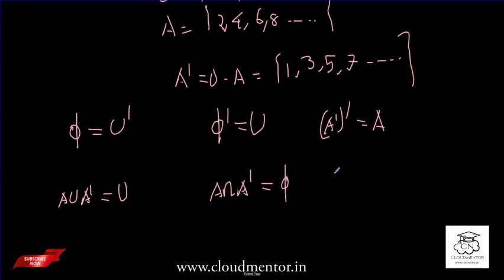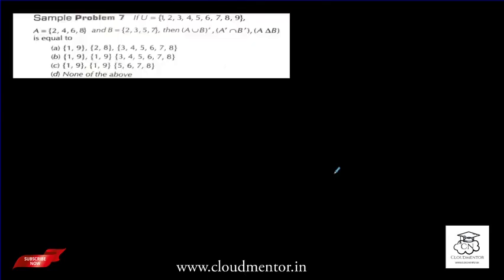So these were the different operations on sets, and now we are going to do some problems related to this. If U equals 1, 2, 3, 4, 5, 6, 7, 8, 9, and A equals 2, 4, 6, 8, and B equals 2, 3, 5, 7, then find (A union B) complement, A complement intersection B complement, and A symmetric difference B. This is a clubbed question.